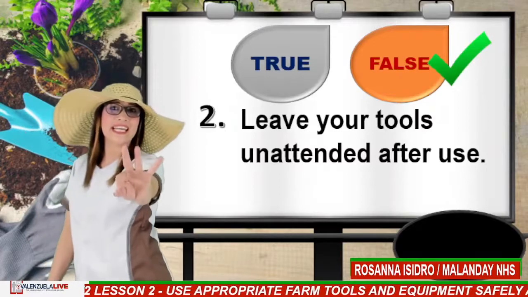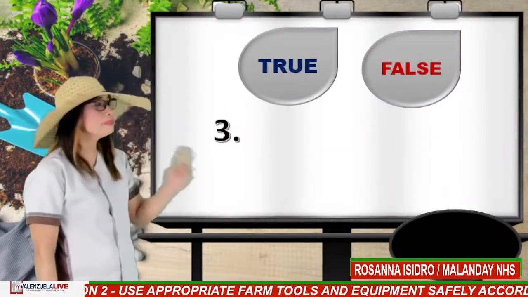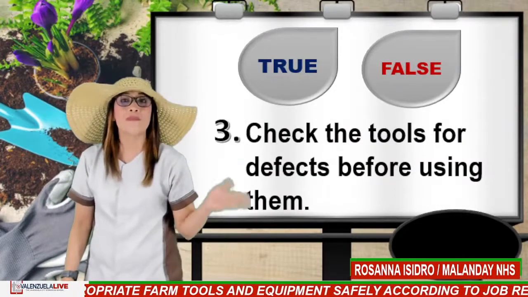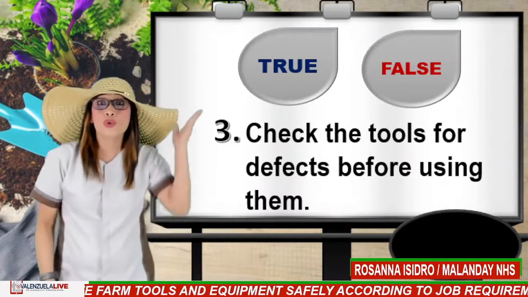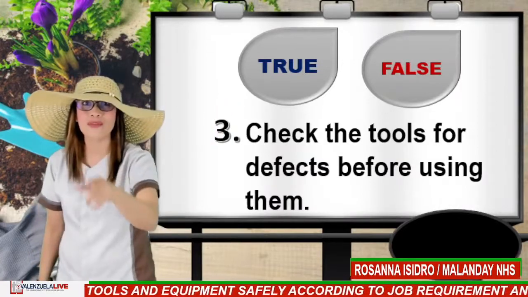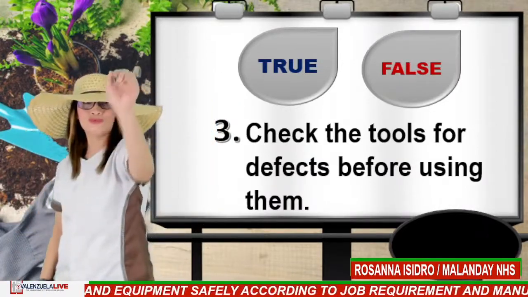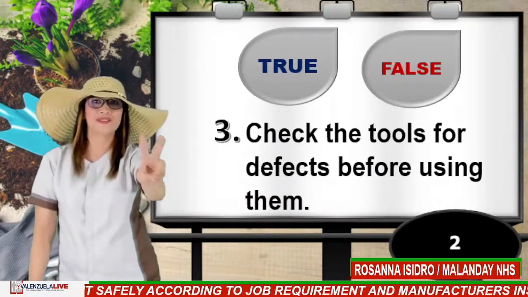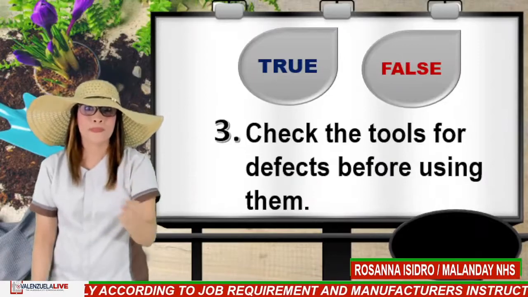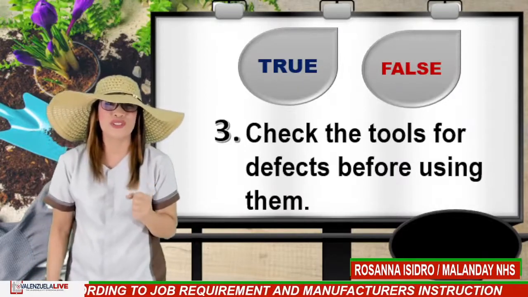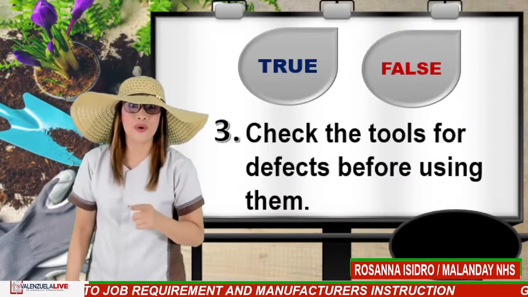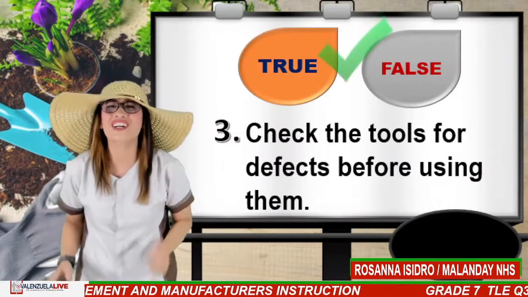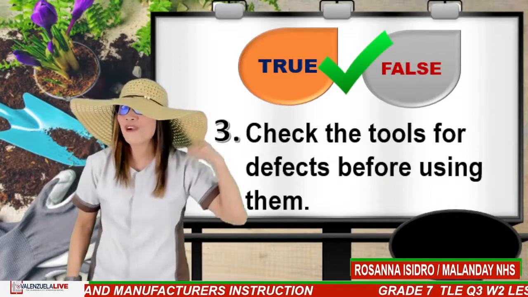Number 3. Check the tools for defects before using them. True or false? Your time starts now. 5, 4, 3, 2, 1. Oops, your time is up. If your answer is true, very good. You got it right.